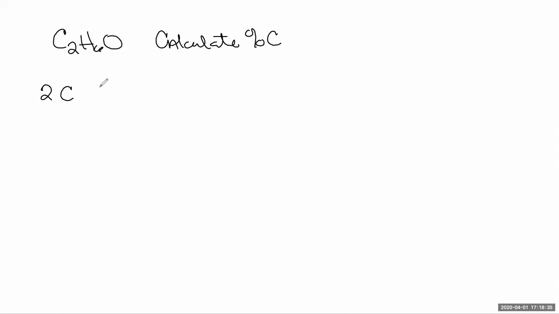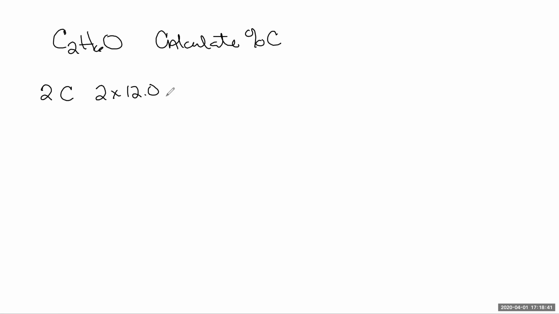Say that I asked you, in the formula C2H6O, to calculate the percent carbon. To do this, we need to get the mass of 1 mole of the entire compound, and we've already calculated molar masses several times, so hopefully you know how to do this using the periodic table. In the formula, we have 2 carbons. The periodic table tells us the atomic mass of carbon is 12.